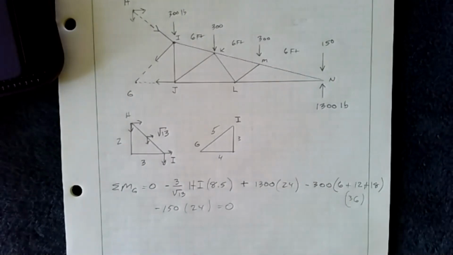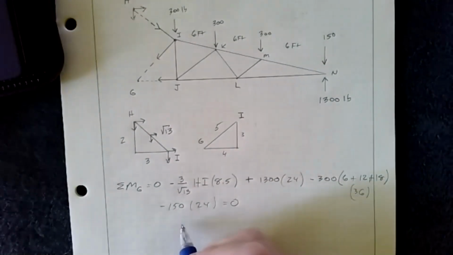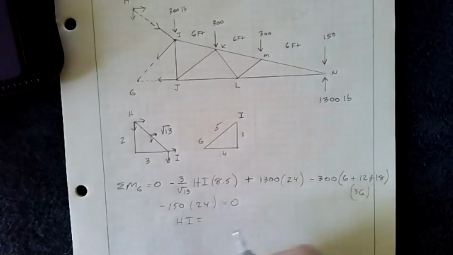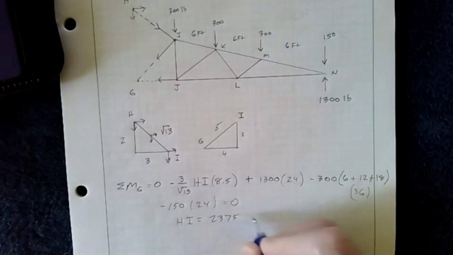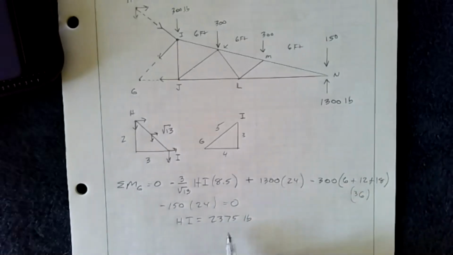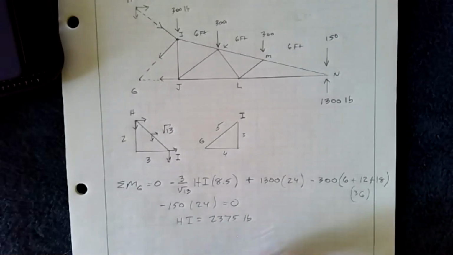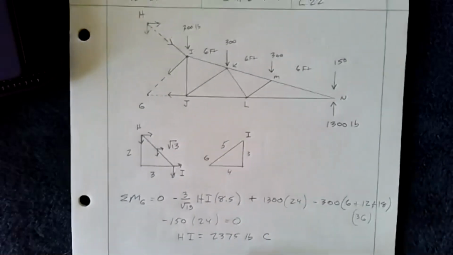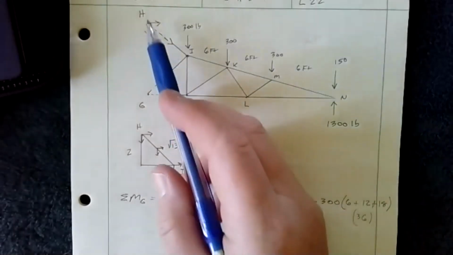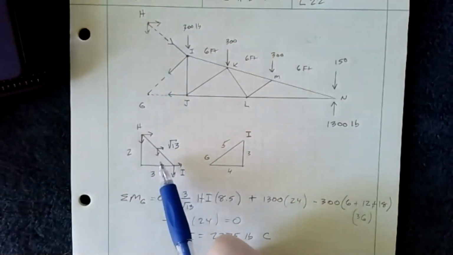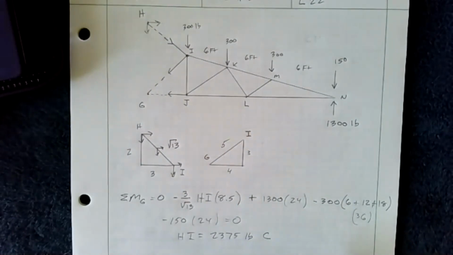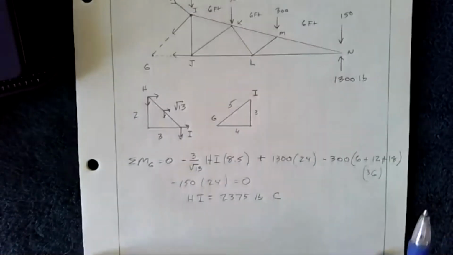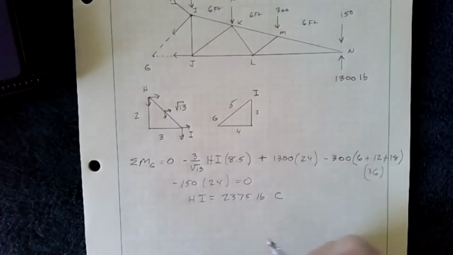So what do I end up with? I end up with HI equals 2,375 pounds. And I assumed it was in compression, and it's positive, so I was correct. So there it is, okay? So this really wasn't any different than the other problem, just a little bit more complicated in geometry, but really very, very manageable compared to other stuff.